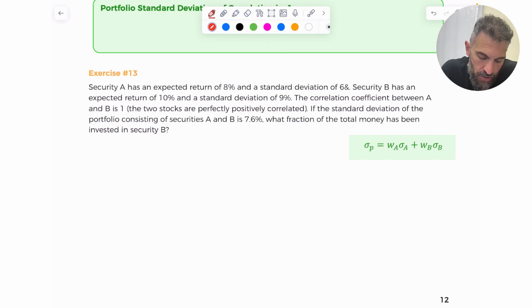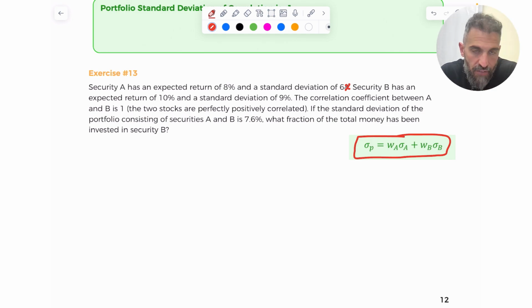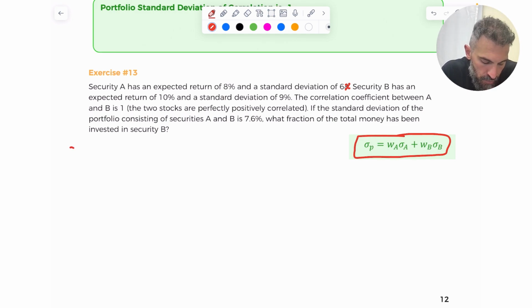That's a percentage. Security B has an expected return of 10 with a standard deviation of 9. The correlation between A and B is 1, so they're perfectly positively correlated. And so I know that the standard deviation of the portfolio can be found using this formula. If the standard deviation of the portfolio consisting of securities A and B is 7.6, so they've actually given you the portfolio standard deviation. What fraction of the total money has been invested in B? We're asking you for the weight of B.